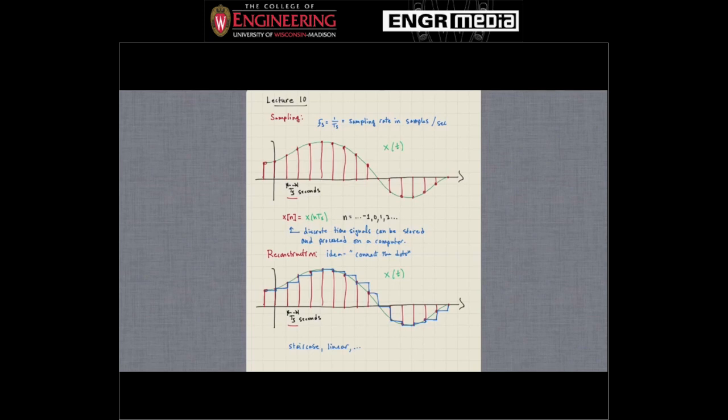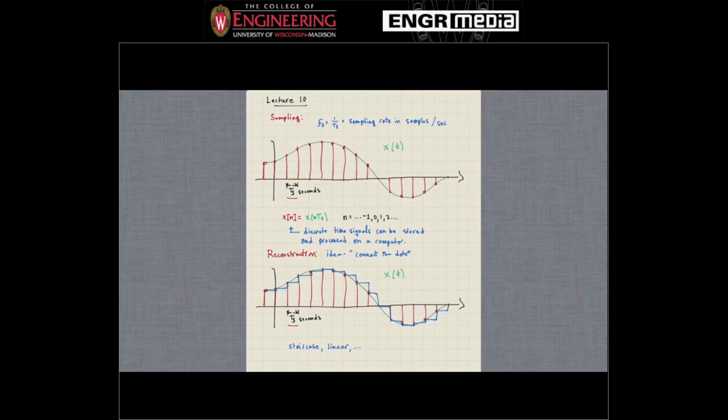The second thing we looked at last time was reconstruction, and that's how we go from a discrete time or digital signal that can be stored and processed on a computer back to a continuous time signal. That's a little more tricky, right? There's a little more freedom here to do different things. And the main question is, how do we connect the dots between sample points?